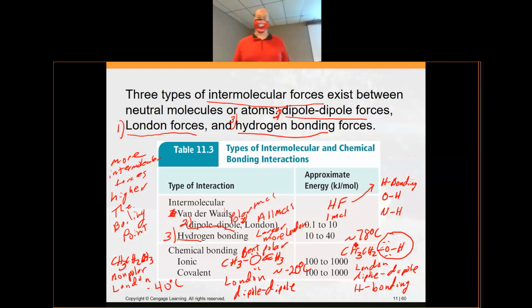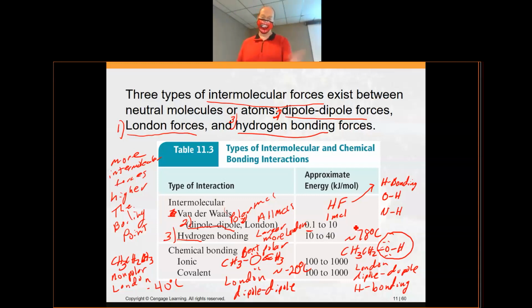All right. So they do give the energies. Your London forces are very small, 0.1 to 10. That's also your dipole. Those are very small intermolecular forces. Your hydrogen bonding is much larger because they go from 10 to 40 for the energy required to break that interaction. And when you're boiling it, you're breaking those interactions before it can boil off.